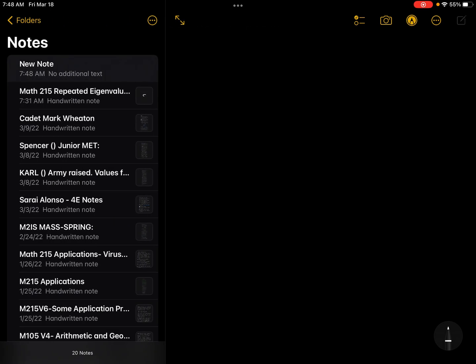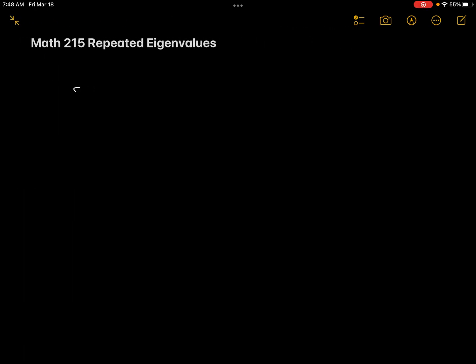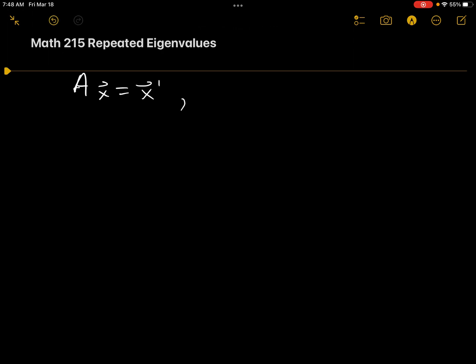We are going to start talking about the third case here in this world of solving Ax equals x prime, where A is a 2 by 2. And this is the case where we have a repeated eigenvalue.